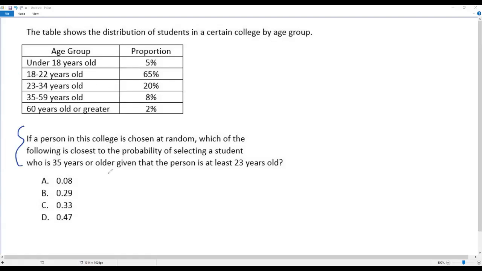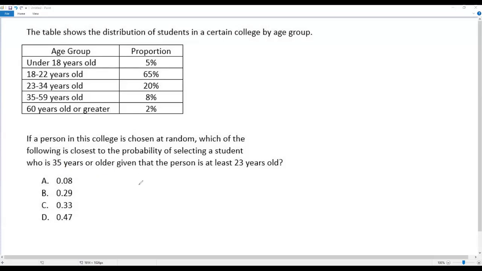Okay, now let's go with the information here. If a person in this college is chosen at random, which of the following is closest to the probability of selecting a student who is 35 years or older, given that the person is at least 23 years old? Okay, so we have to carefully understand this information. So that is, we select a person among the students who are at least 23 years old. So when a person is selected among the students who are at least 23 years old, we have to find the probability for the selected student is 35 years or older.